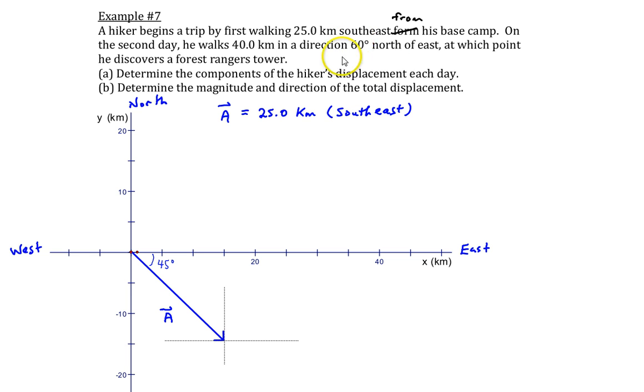Now this is often confused by students. When we say north of east, we mean 60 degrees in the northerly direction, but from the east axis. So it's off the east axis. So we're going to go up 60 degrees from the easterly axis towards the north axis.